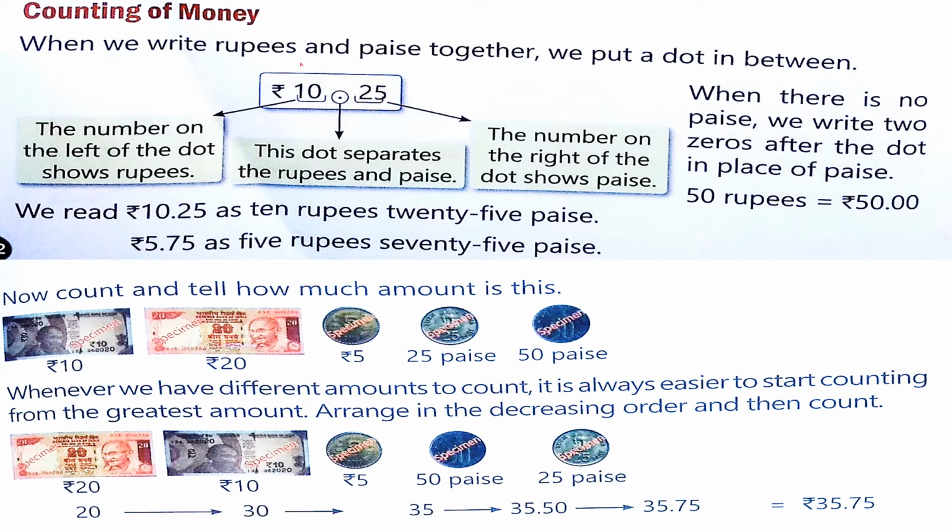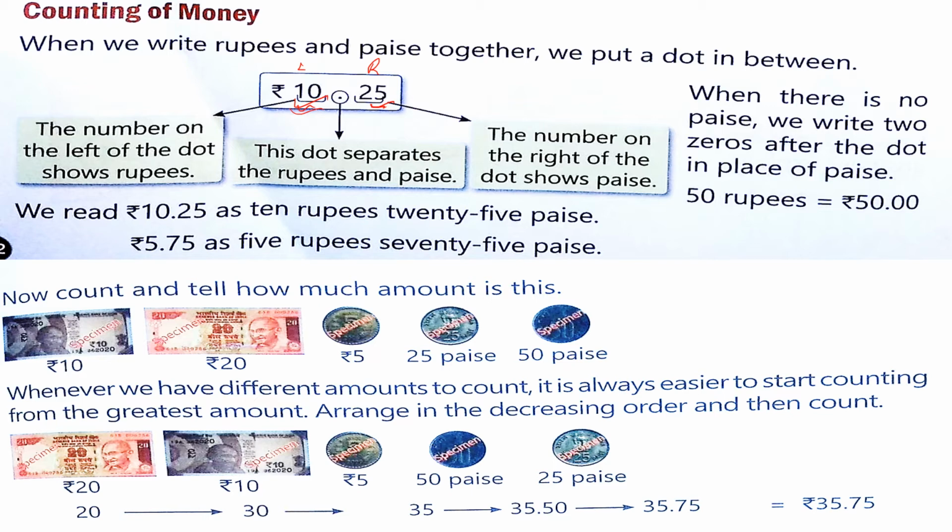Okay, this is the left and this is the right. Left of the dot is rupees and right of the dot is pies. This dot separates the rupees and pies. Keep it in mind. So what is this? 10 rupees 25 pies. Got it?